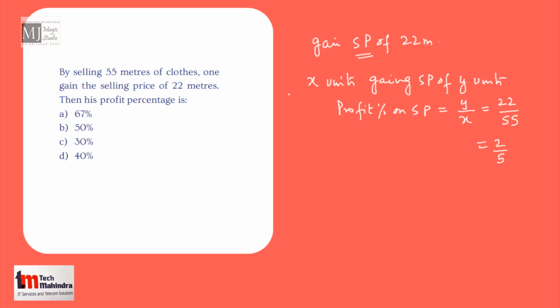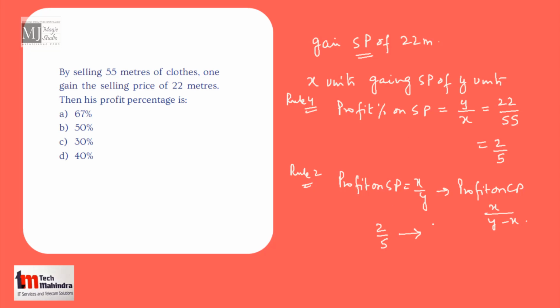Okay. This we have done in rule 4. Rule 2, if you remember, the line changing rule, from where we change from SP to CP. If profit on SP is X upon Y, then profit on CP would be X upon Y minus X. So if profit on SP is 2 by 5, profit on CP will become 2 by 3. Final answer 66.67%. Okay, here 67 is given. We take it as answer A.